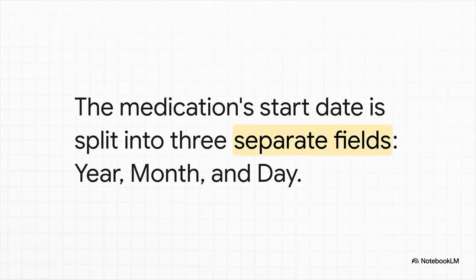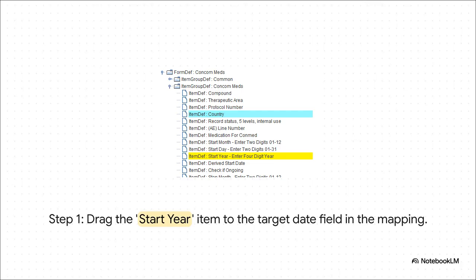The dates. They're split into 3 different fields, one for the day, one for the month, and one for the year. To make a proper SDTM date, we've got to stitch those back together into one piece. Now, the way we do this is surprisingly easy. We're just going to start by dragging the start year from our source data and drop it right onto the target date field. And look at that. The tool starts writing the code for us automatically.